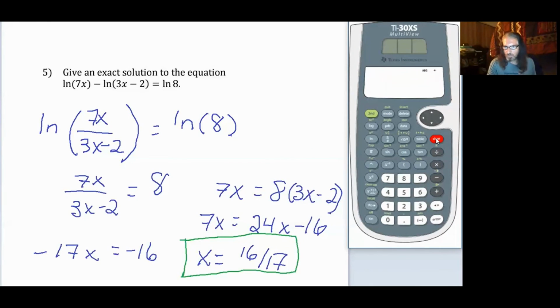When we check, we should go back to the original equation, just like I did in the previous example. Natural log of 7 times 16 17ths. You can check that 3x minus 2 is going to be positive. I've already done that. 3 times 16 over 17 minus 2. Let's see how that compares to the natural log of 8. We may get a little round off error, we may not. Or as far as the calculator can show, it's coming up with exactly the same thing.